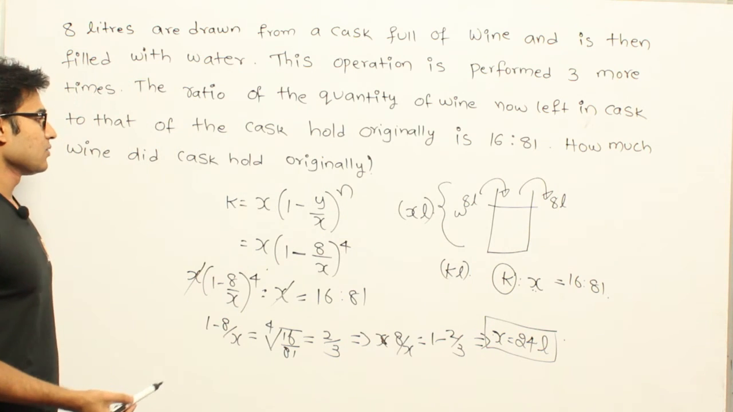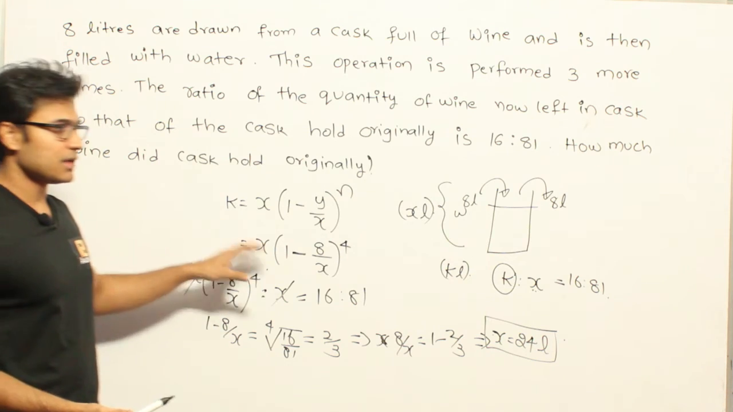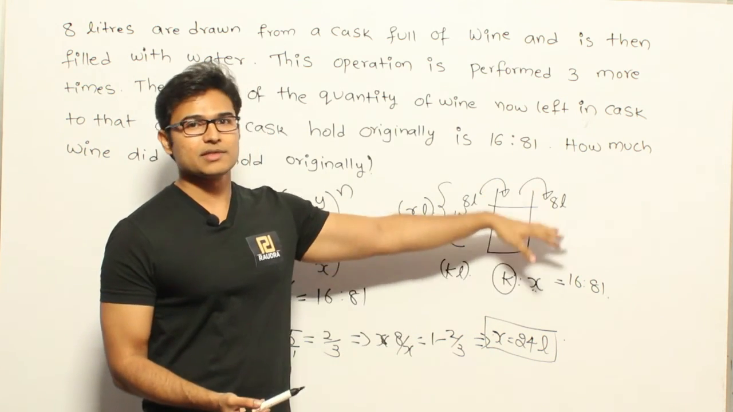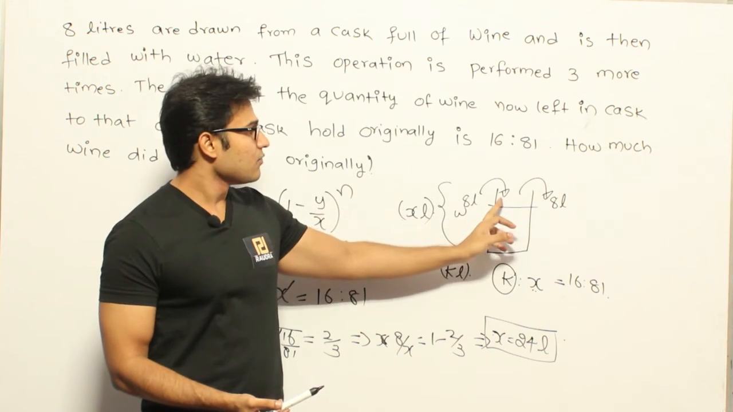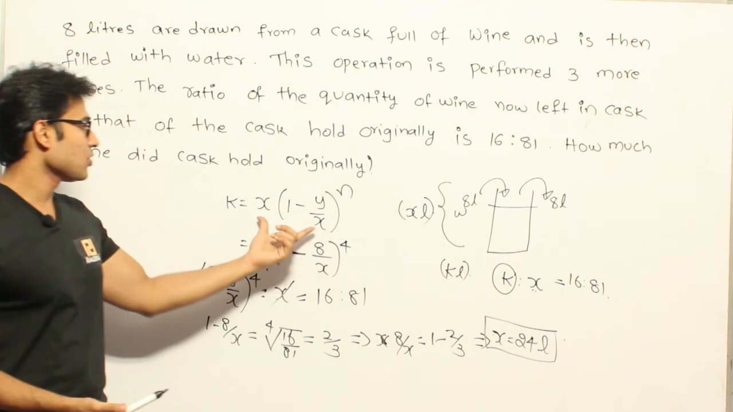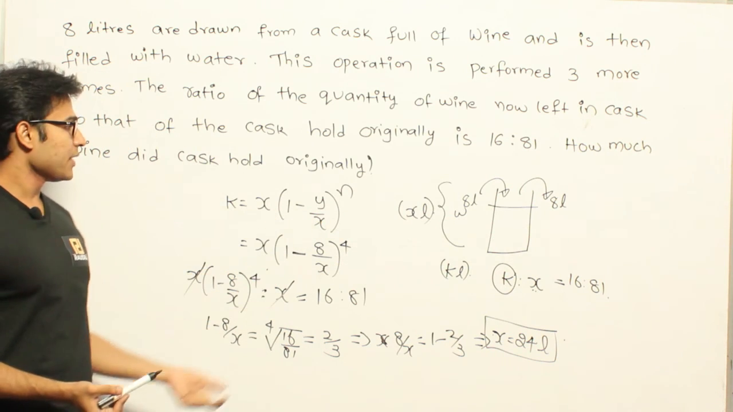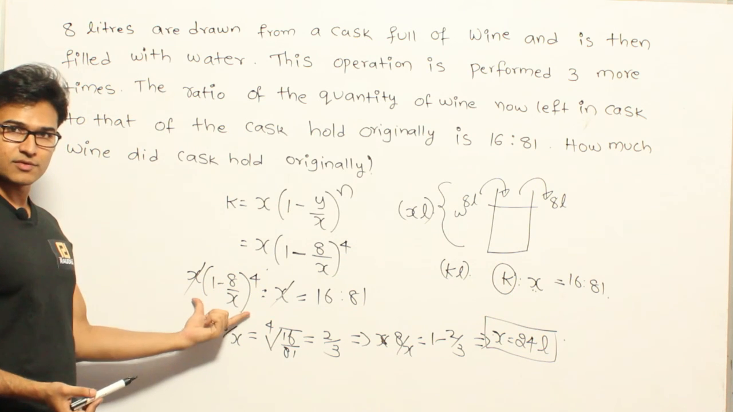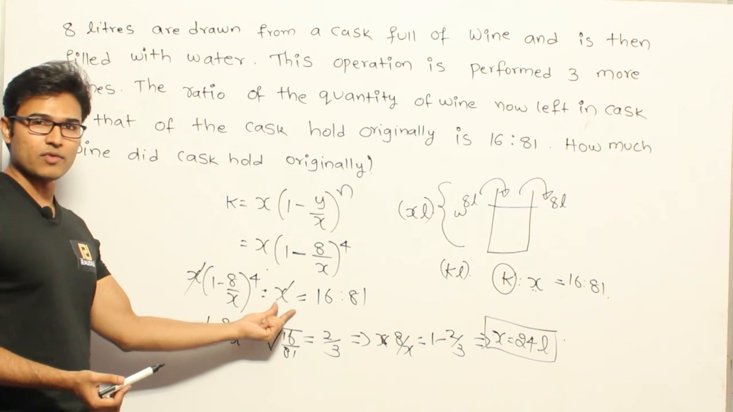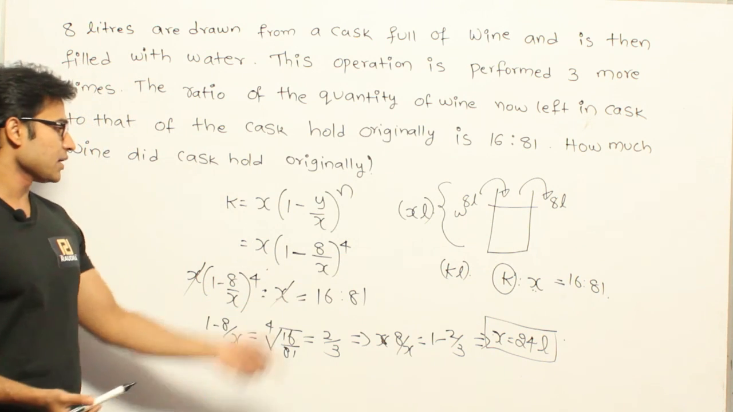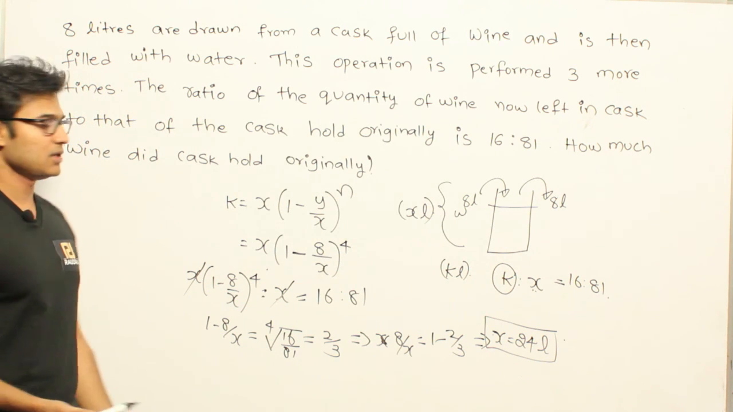Got it? So are you able to get this? They are saying that initially there is some wine and they have been continuously replacing the mixture with 8 liters of water. They have done it 4 times. Then this will be the amount of wine remaining. Now they have also given that the amount of wine remaining after 4 replacements, which is k, to the initial amount of wine, which is x, is 16:81. From this ratio I am able to get the value of x. Got it? Okay.